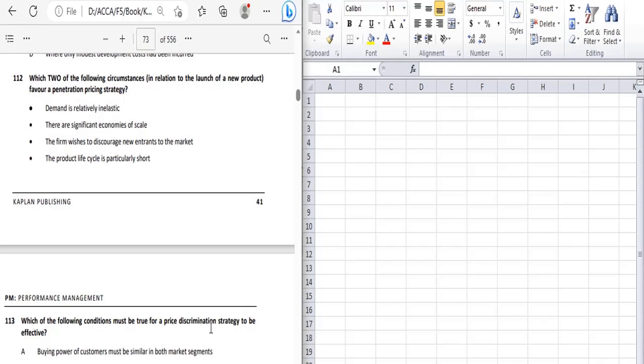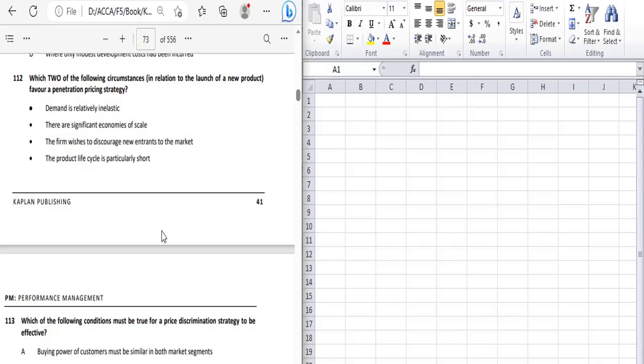Let's read out the option. Demand is relatively inelastic. Skimming will be useful, not penetration. There are significant economies of scale. Obviously, the firm wishes to discourage new entrants to the market. This is also true. And the product life cycle is particularly short. No, it will not be short, it will be long in case of penetration.